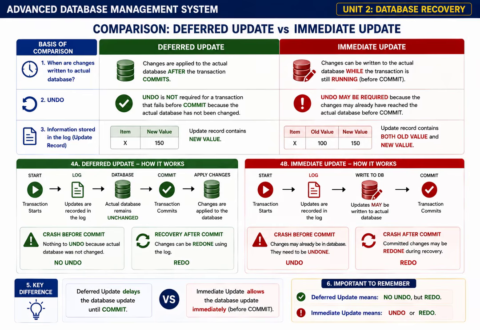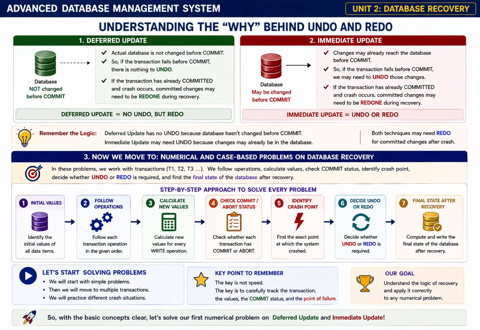Now, students, before we move toward the numerical problems, I want you to remember one very important idea. Deferred update means no undo but redo, and immediate update means undo or redo. But please don't just memorize these two statements. Try to understand why. In deferred update, there is no undo because the actual database has not been changed before commit. In immediate update, undo may be necessary because the changes may already have reached the database before commit. And both techniques may require redo when committed changes need to be applied again during recovery. Once this logic is clear, the numerical problems become much easier.